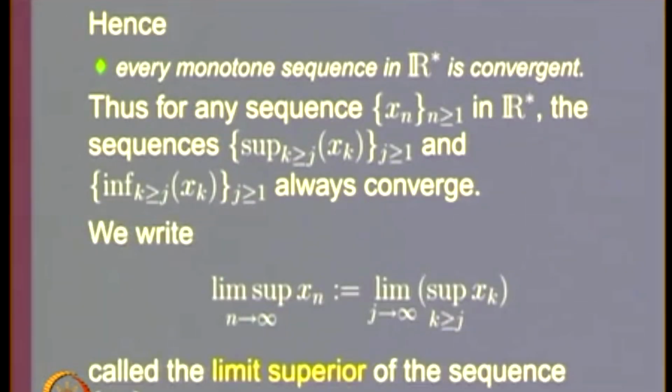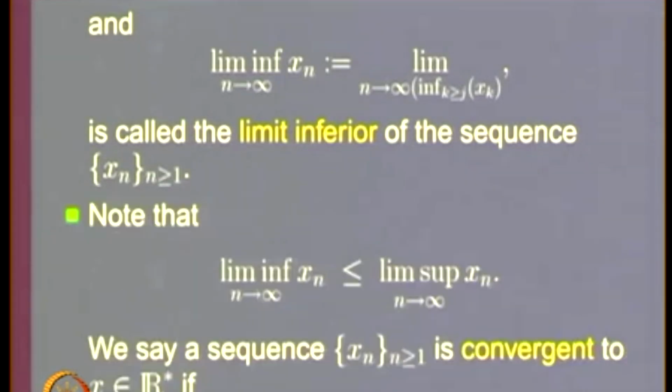So the limit of the supremum over k bigger than or equal to j is denoted by limit superior of xn, and similarly the limit of the infimum over k bigger than or equal to j of xk is called the limit inferior of the sequence. In general we already know that limit inferior is always less than or equal to limit superior, and the sequence will converge when the limit inferior is equal to the limit superior, even in the case of sequences in R star. So this is how sequences behave.